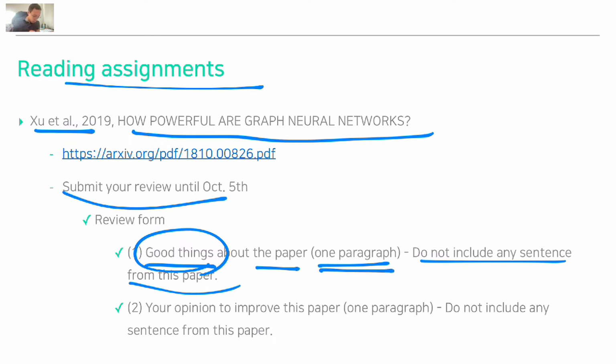And give your opinion to improve this paper in one paragraph. How would you improve this paper? Maybe you may include some future work and some missing points, or disadvantages, and so on, and anything could be fine.